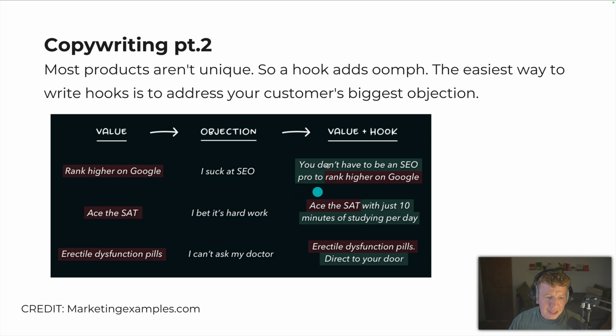So if we move on to the examples that he's given us from this blog article, we've got the value and we've got the objection. So the value of this product is to rank high on Google. The objection is that they're not good at SEO. It says you don't have to be an SEO pro to rank high on Google, which is nice. Again, you could always put this through ChatGPT and get it to spit out some examples for you.